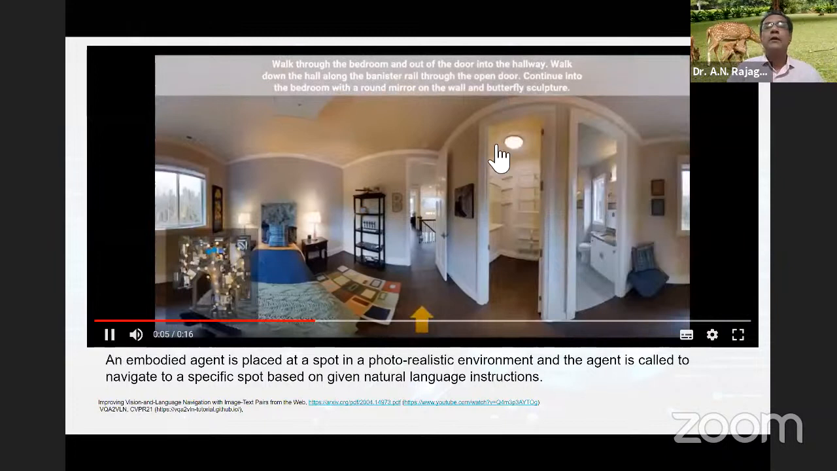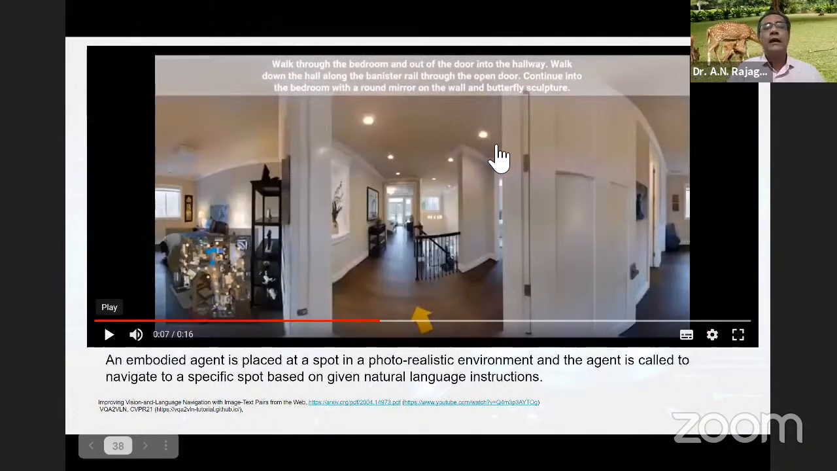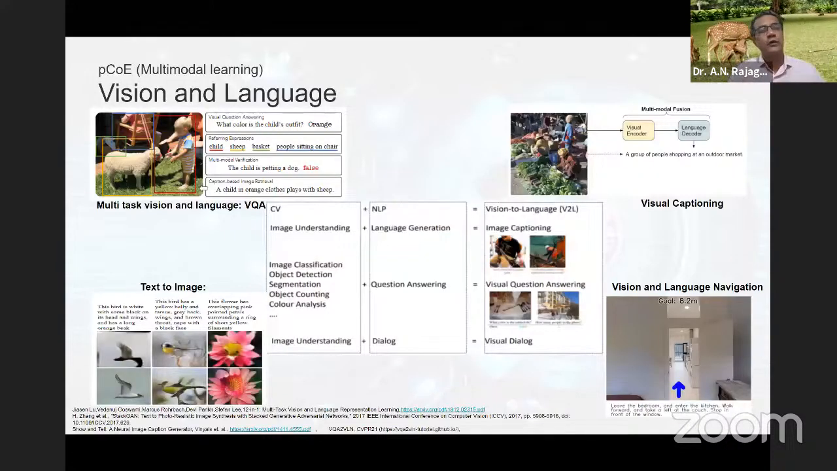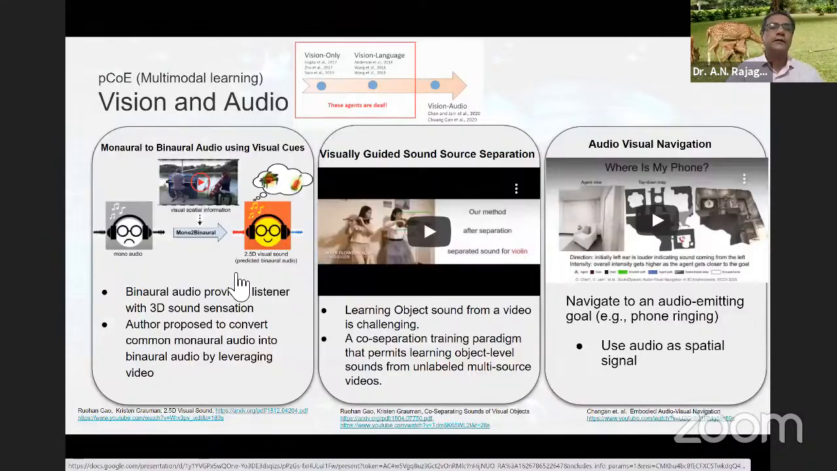Okay, moving on. You can also combine, of course, audio. When you have images, you can also combine them with audio in order to solve some very novel tasks. One of the first ones I intended to talk about was creating a stereo, or what is called binaural audio, from a single channel audio, which is monaural. A monaural audio is like a mixture of left and right channels.